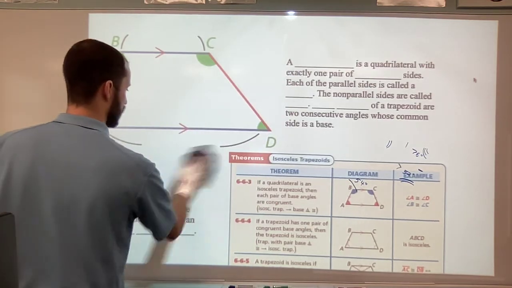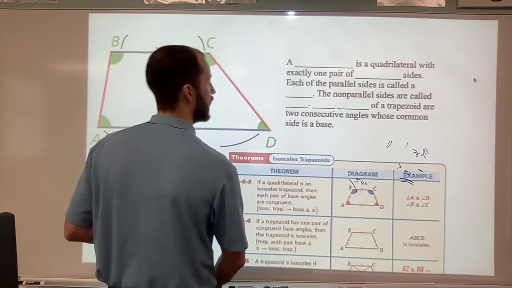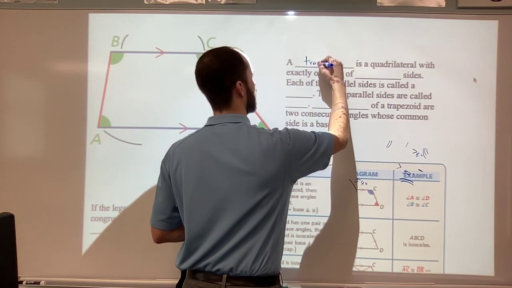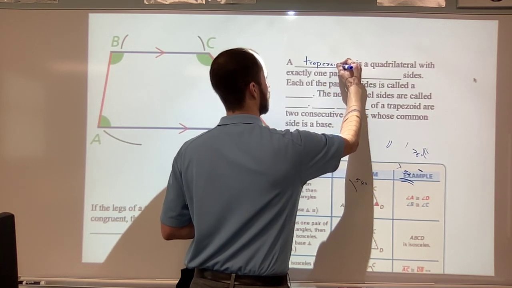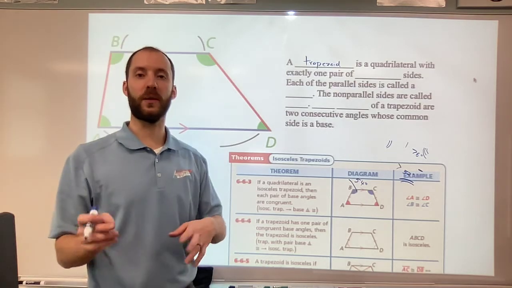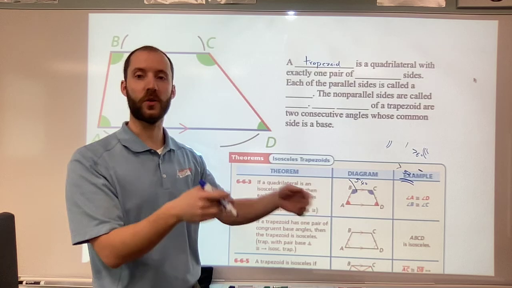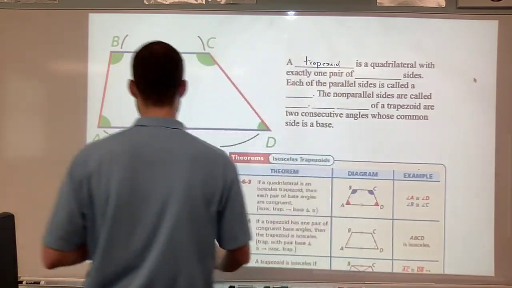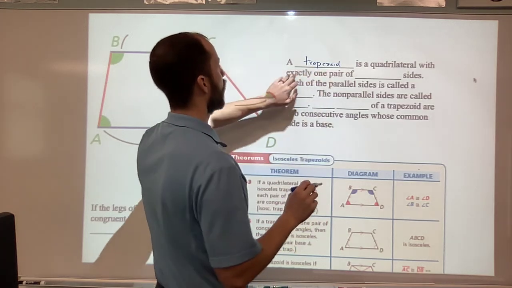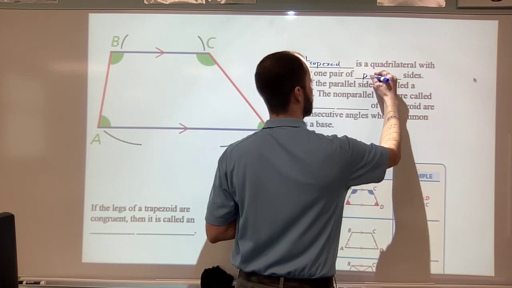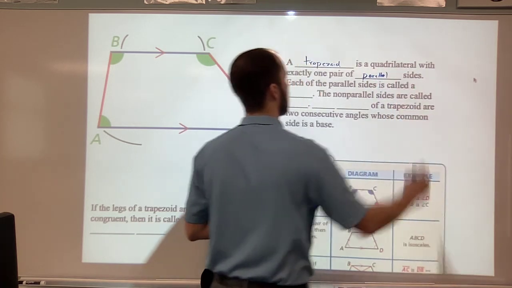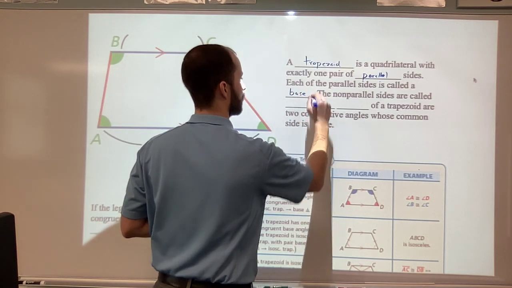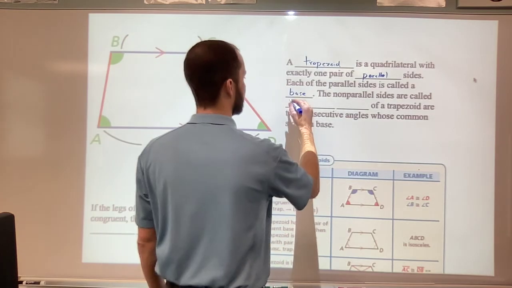So the other type of quadrilateral we want to look at is a trapezoid. Okay, so a trapezoid, you may know what it looks like. Well, let's get a formal definition that we can work with. Remember, definitions you can put on the first page of your Chapter 6 note packet. So a trapezoid is a quadrilateral, so a four-sided polygon with exactly one or only one pair of parallel sides. Each of the parallel sides is called a base. And the non-parallel sides are called legs.